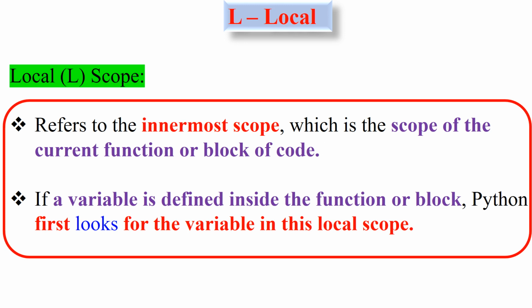In LEGB rule, L stands for local. Local scope refers to the innermost scope, which is the scope of the current function or block of code. If a variable is defined inside the function or block, Python first looks for the variable in this local scope.